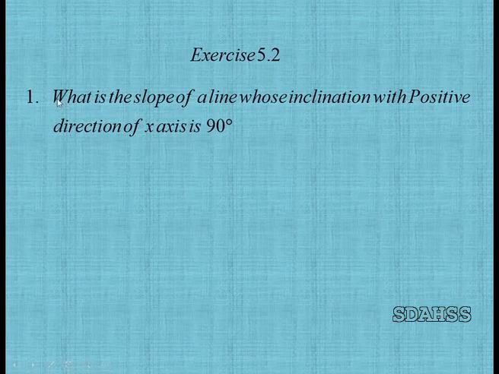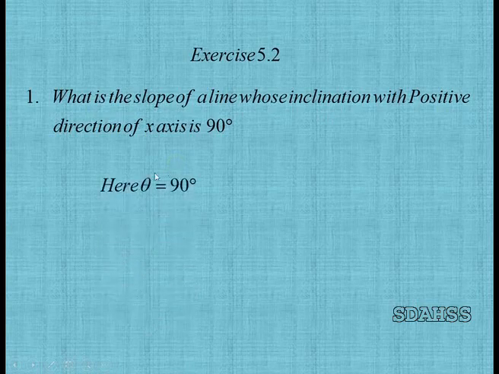First sum. What is the slope of a line whose inclination with positive direction of x-axis is 90 degree? Subdivision 1, 90 degree. Here inclination means angle theta. Theta is equal to 90 degree, that is given in the question.